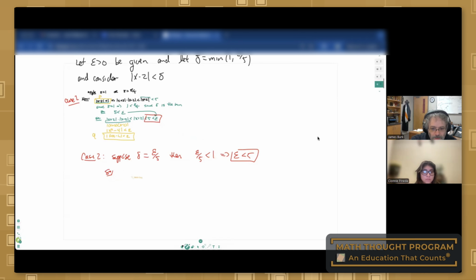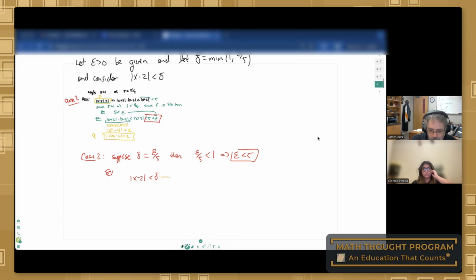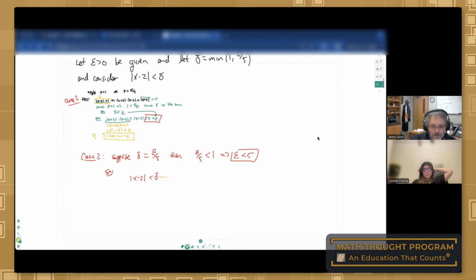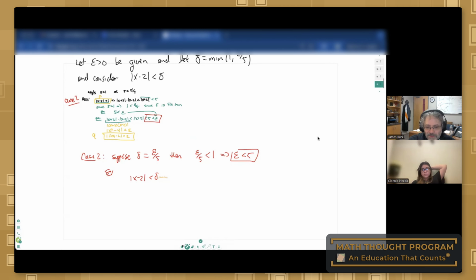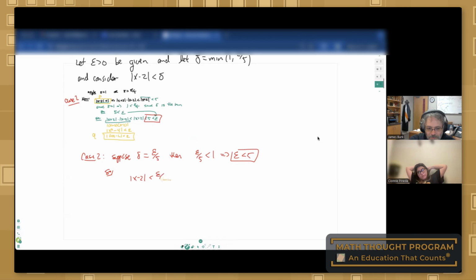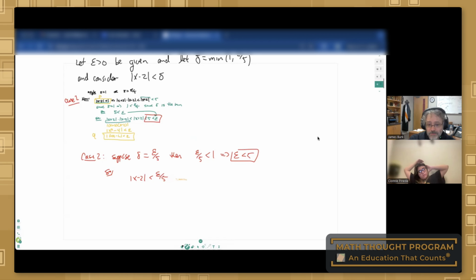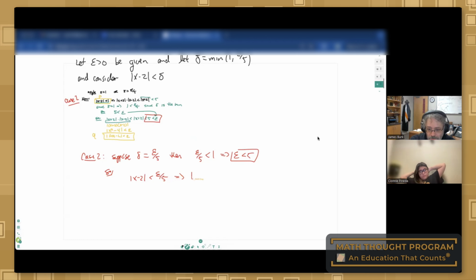So we'll have our |x minus 2| less than delta. This is what we're starting off with. This is kind of given, but delta is going to be epsilon over 5. Let's do the same thing. Let's go ahead and multiply both sides by |x plus 2|.